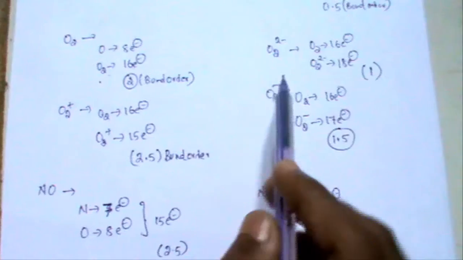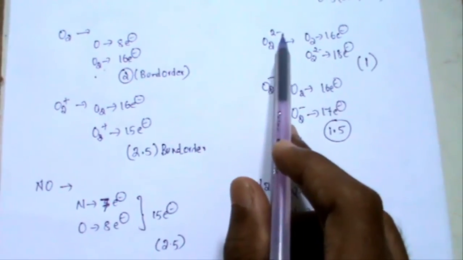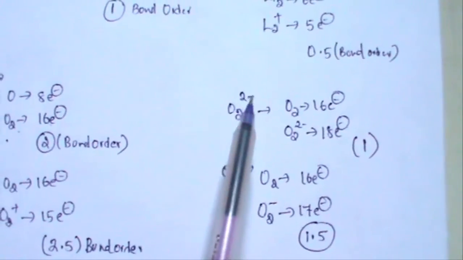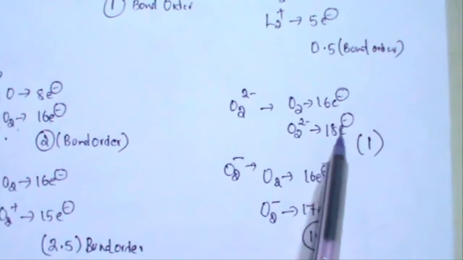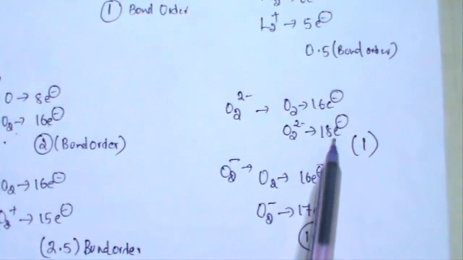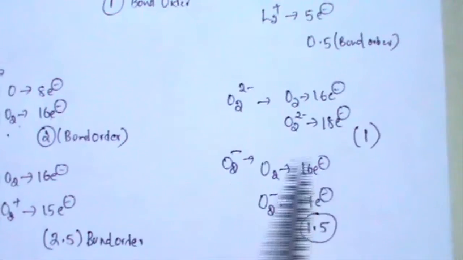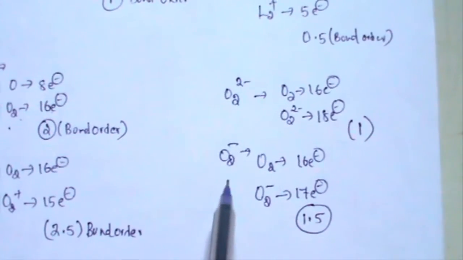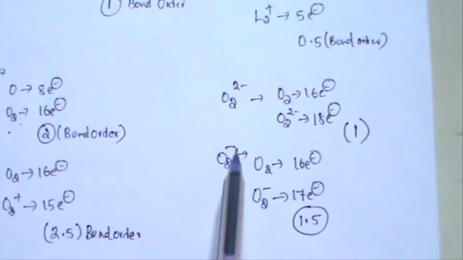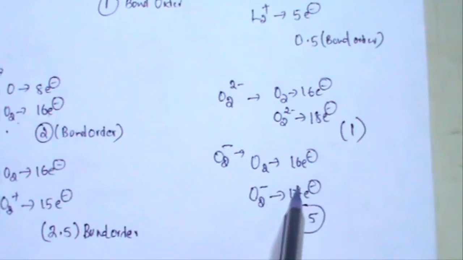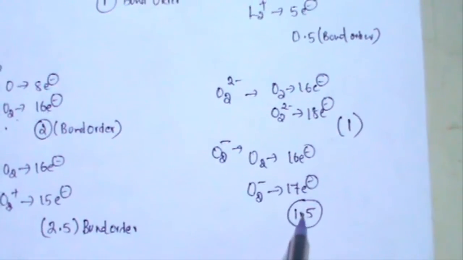If you add 2 electrons to the oxygen molecule, then it has 18 electrons. If 18 electrons are there, the bond order for this molecule is 1. If you add 1 electron to the oxygen molecule, then it has 17 electrons. For 17 electrons, the bond order is 1.5.